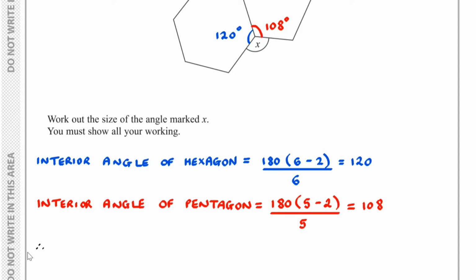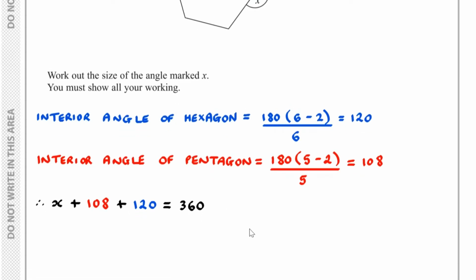Knowing that the sum of angles around a point is 360, we have x plus the 108 plus the 120. This is all equal to 360. And so therefore, x is equal to 132.